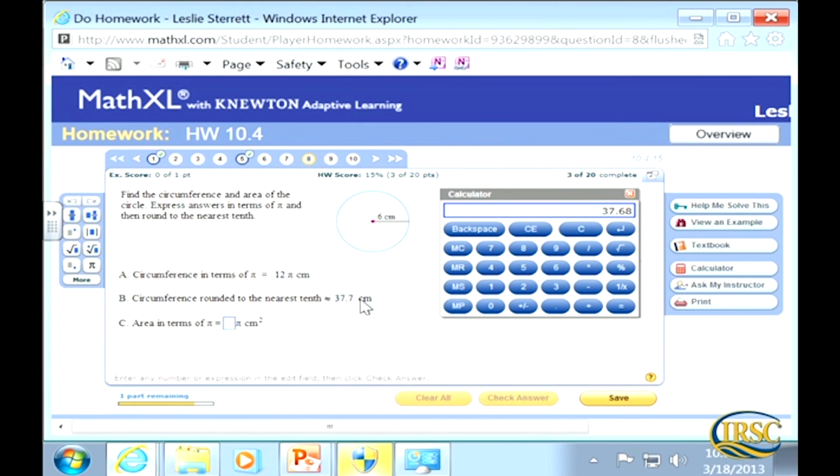Excellent. Notice the nice thing about the calculator in Math Excel is that it stays on your screen even though you go to click. If you'd opened up the calculator on your computer, then it would disappear every time you click on the window for Math Excel. That's the nice thing about that calculator.